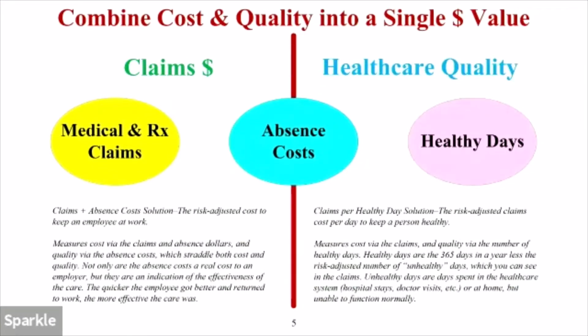And unhealthy days are days that you spend in the healthcare system. You're in the hospital, you're visiting the doctor, or you're at home, but you're unable to function normally. And the algorithms can see all that in the claims. Take the claims, the numerator, divide it by the number of healthy days, the denominator, and that's your claims per healthy day.